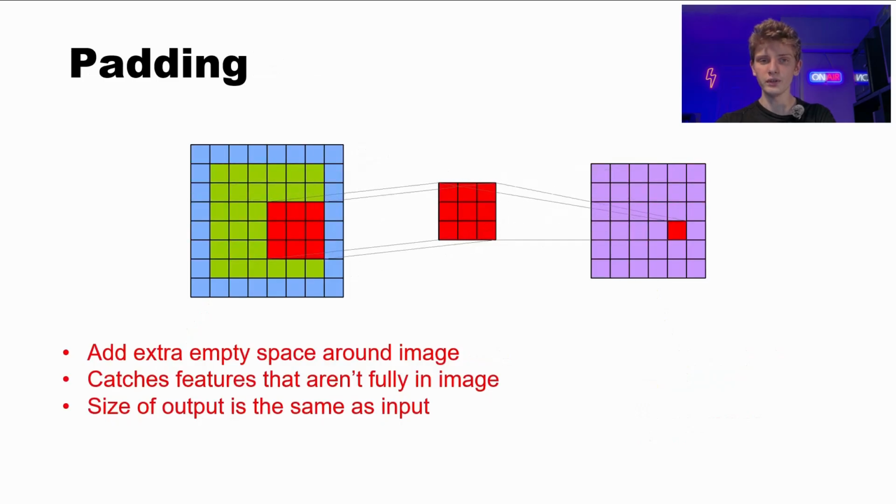Now, one thing that you'll see in convolution is something called padding. And this is basically where we just add extra empty space around our input image. And we do this for a couple reasons. Firstly, it allows us to identify features that may be in the corners of our image or not fully in the image. And second, you'll see that it also keeps the size of our input and the size of our output the same, excluding the padding, of course.